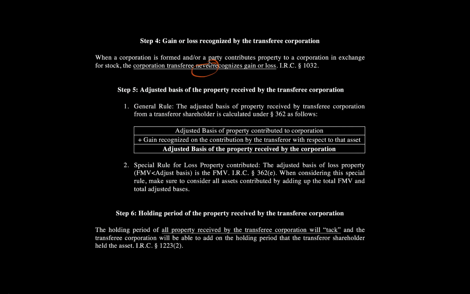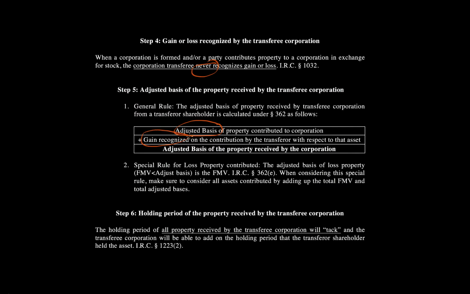Step 5 deals with the adjusted basis of the property received by the transferee corporation. The general rule is that we carry over the basis of the transferor and we add any gain. That's all we do. We simply carry over the adjusted basis of the transferor. So whatever basis the transferor had, we carry that over and we add any gain.